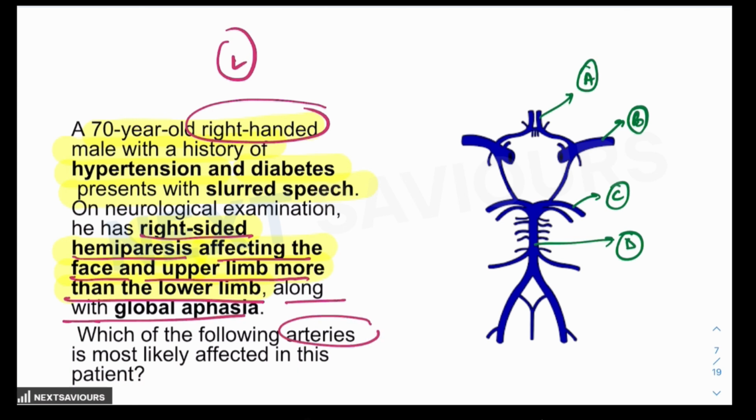So which of the following arteries is more likely affected in this patient? This is how the question could be framed from anatomy in the form of a diagrammatic representation, and you have to mark the answer D for this particular one.